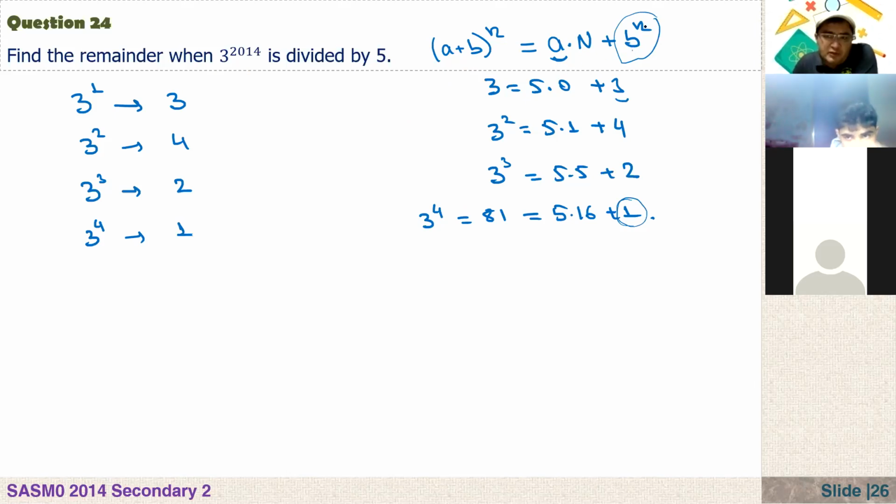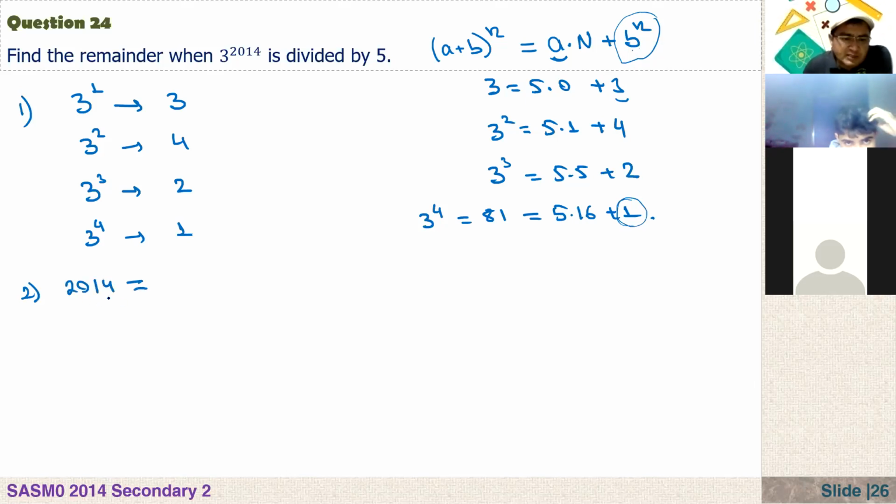How about if I divide b to the power of n by that number? Especially if this b is a small number, 1 or 2 or 3, it's easy. Again, I can just see what happens if I divide this number by 5. So using this, now this 2014, right? Again, that's the first observation. The second one is 2014.